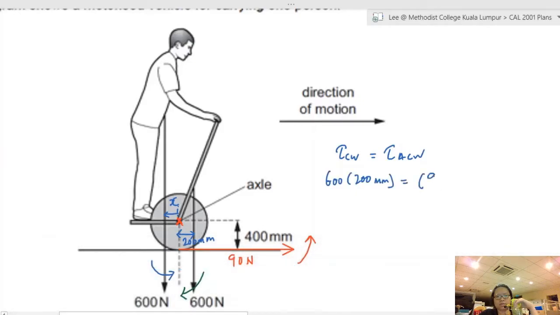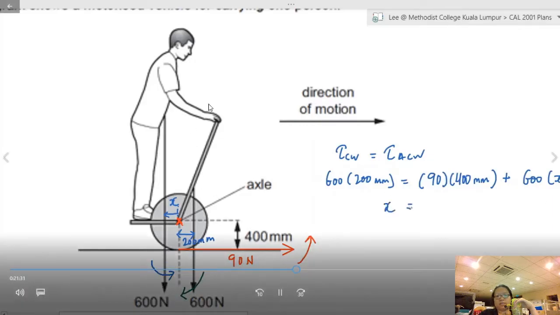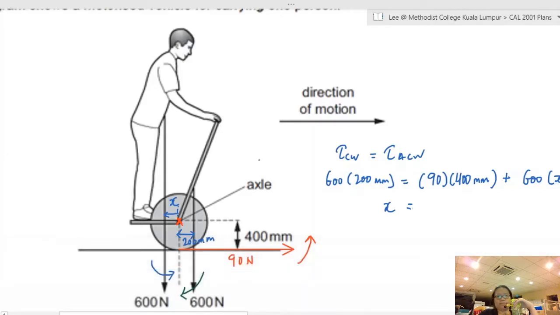This is fixed. Alright, 900 times 400 mm. This is also fixed from the ground. Plus 600 times x. Okay, so we can now find x. X is not the final answer.